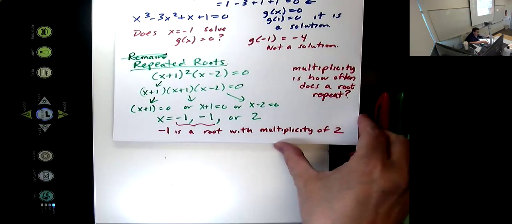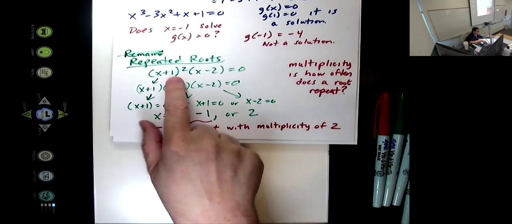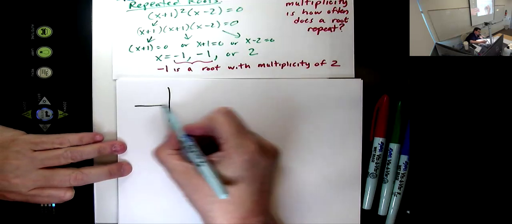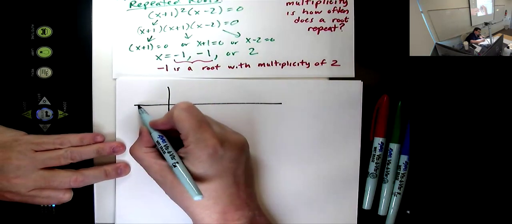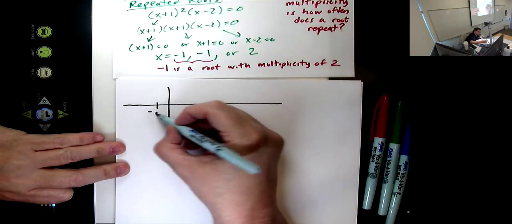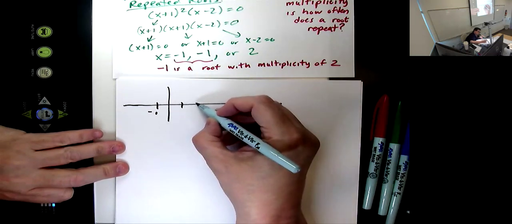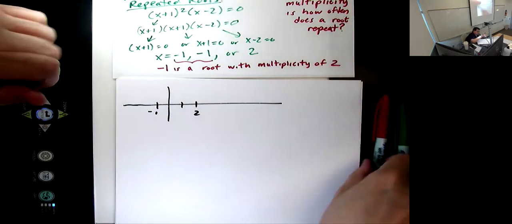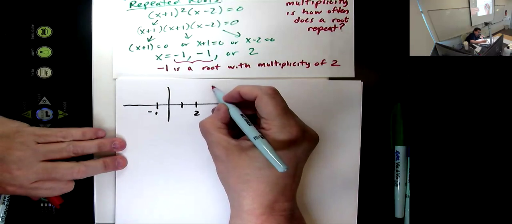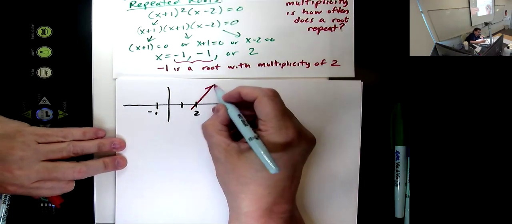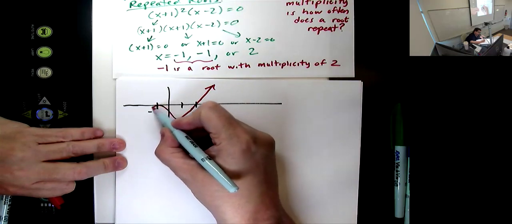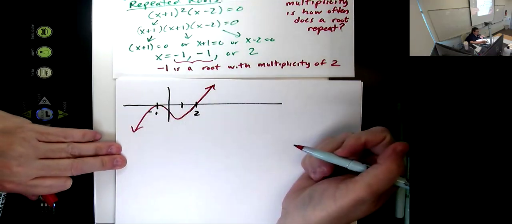I'm going to give you a quick little sketch of this function right here. I've got -1 and I've got 2. I don't know where it happens, but I know it crosses here. It comes up and hits, goes back up, hits -1, bounces off -1, and does this.